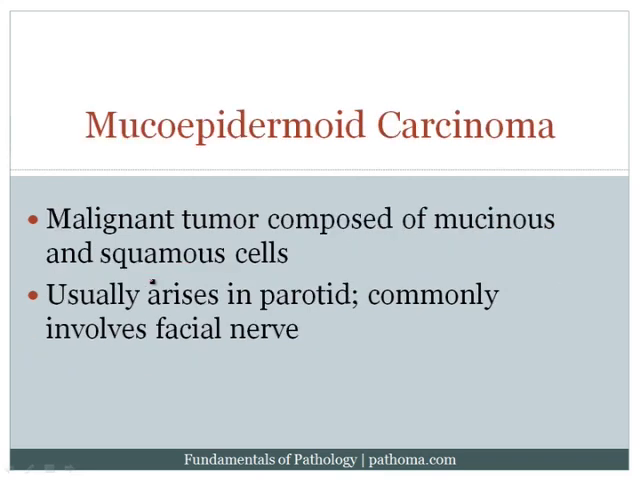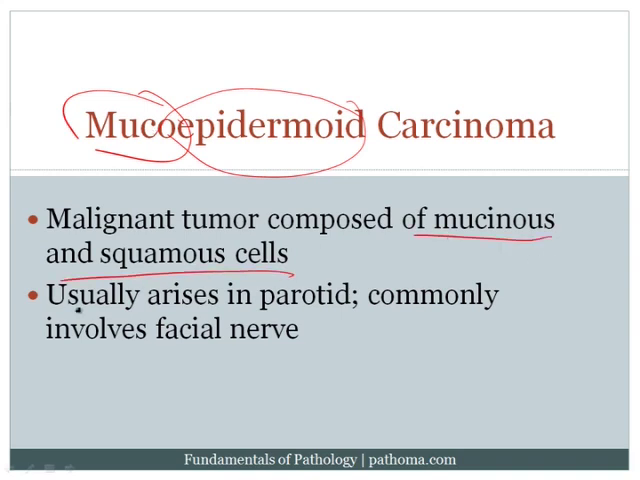The final tumor is called a mucoepidermoid carcinoma, and the muco means that you have mucus-producing cells or mucinous cells, and the epidermoid means that you've got squamous cells. So it's actually a malignant tumor that's composed of two types of epithelium, mucinous and squamous cells. Now this usually arises in the parotid, and it's going to commonly involve the facial nerve.